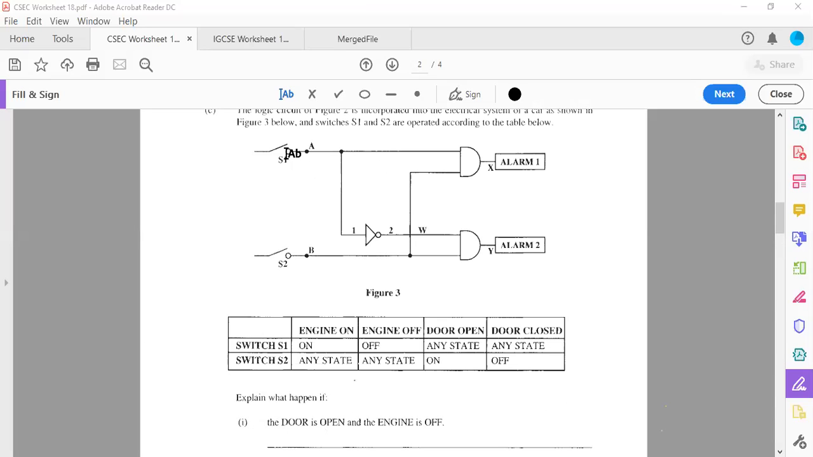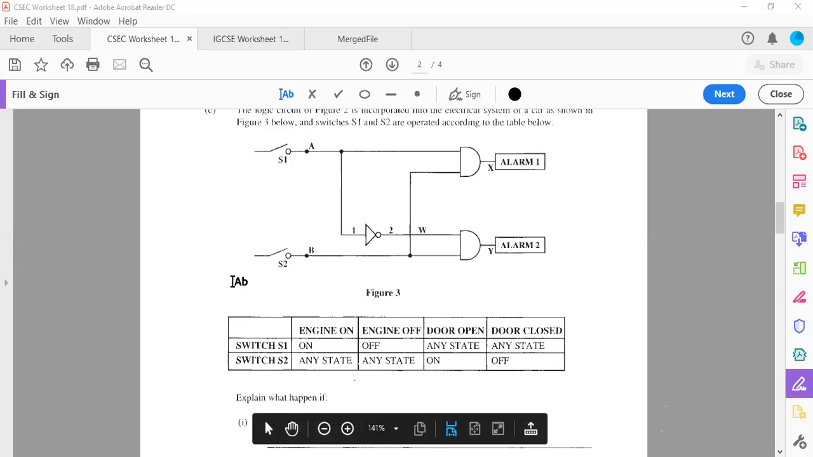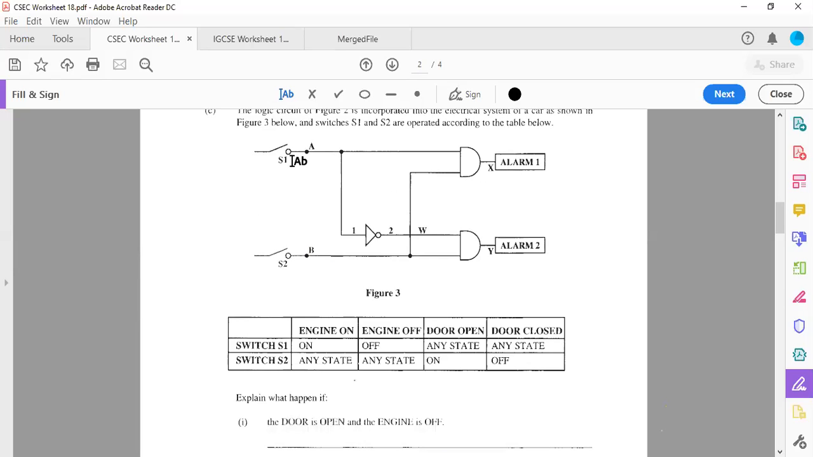So 0 means to open, and 1 means to close. Good? So we're looking at the conditions here. So we have two doors here. S1 and S2 are doors that operate the switches. So we are seeing here now from this circuit, your alarm will come on from A and from B. So alarm 1 would come on from A and B. So both of them must be on for alarm 1 to come on.